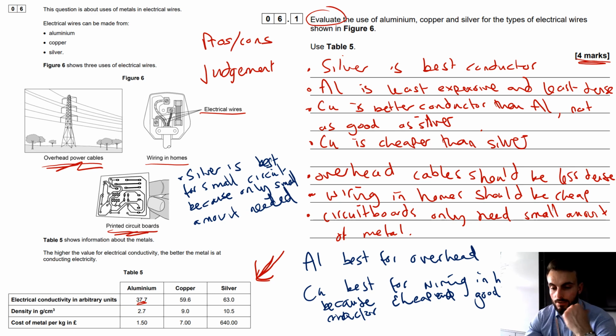You could also say at the end that copper overall is the best as a compromise between how conductive it is and its cost. Overall, people should use copper in general.